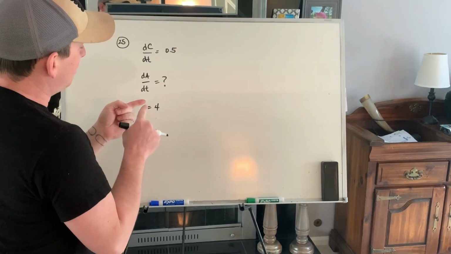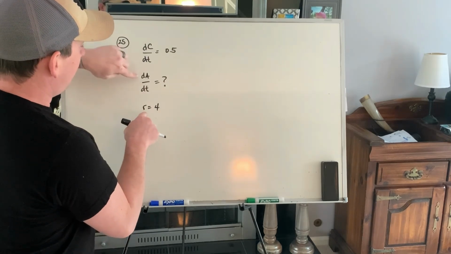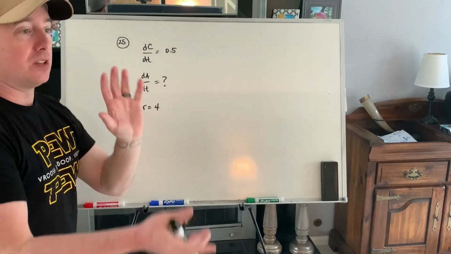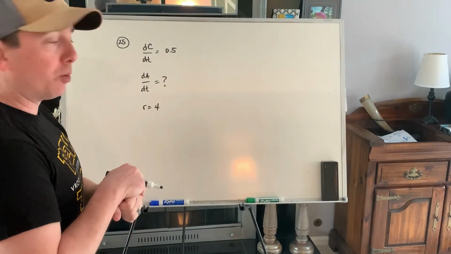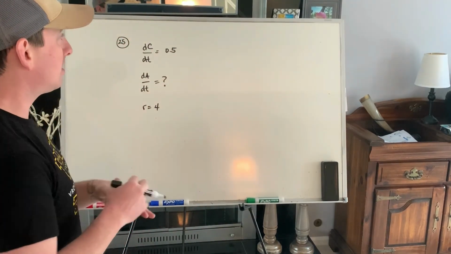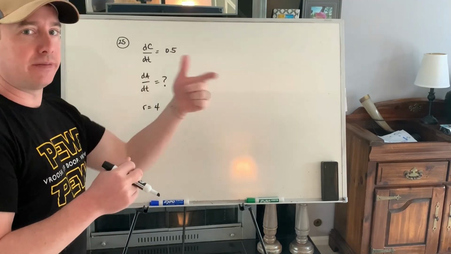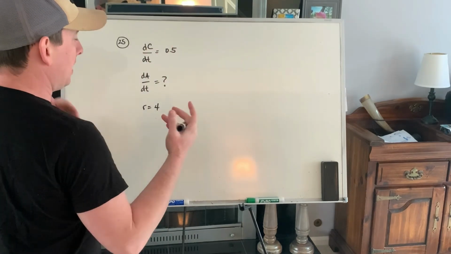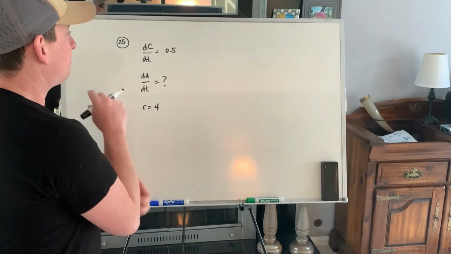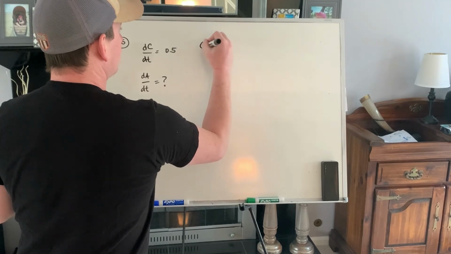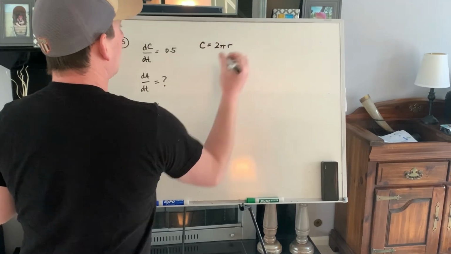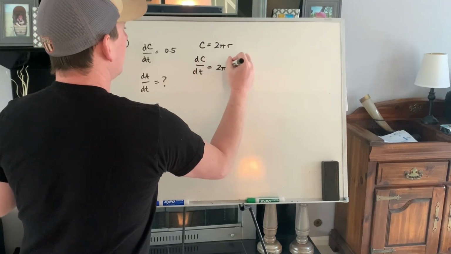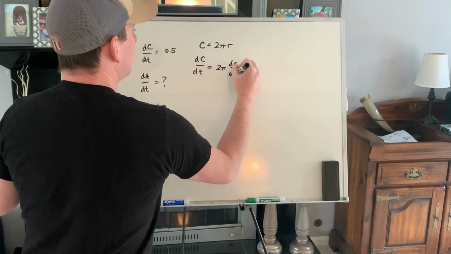You do have a relationship between the radius and the area, and a relationship between the radius and the circumference. So obviously we could come up with a formula that relates area and circumference, but we might as well just jump from circumference to radius and then from radius to area. So let's start with circumference is 2 pi r. That means dC/dt is 2 pi dr/dt.